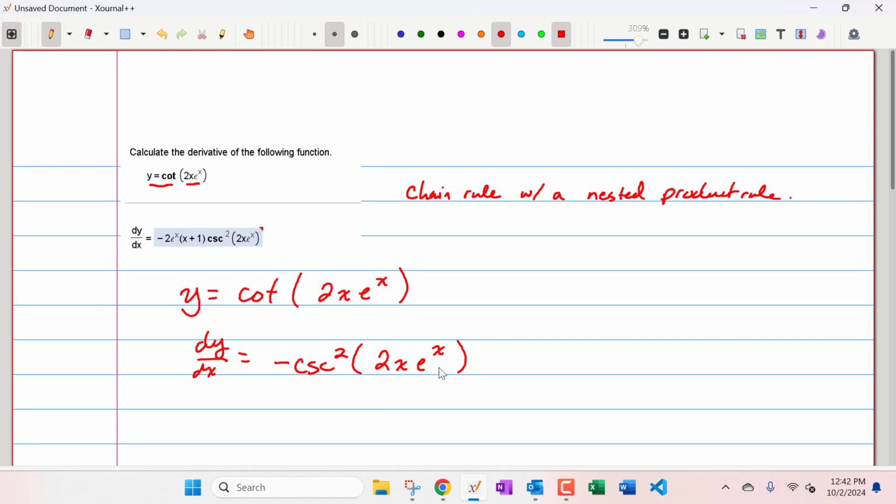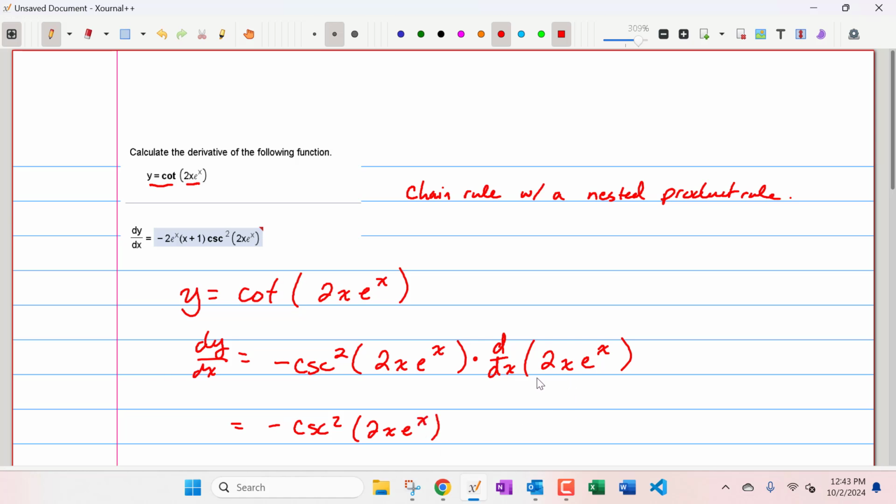But because the argument of the cotangent is not just x, we have to invoke the chain rule, so we take the derivative of the expression that was inside the argument of that cotangent function. So here I'm about to take that derivative. Okay, so then this gives me minus cosecant squared of 2x e to the x.